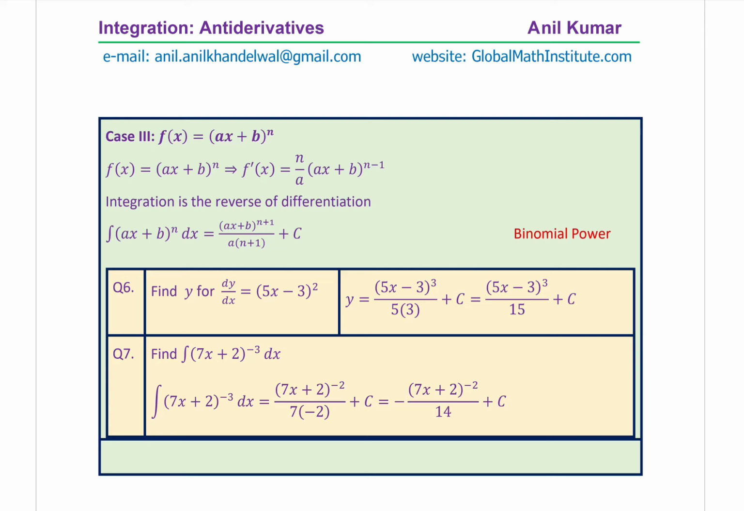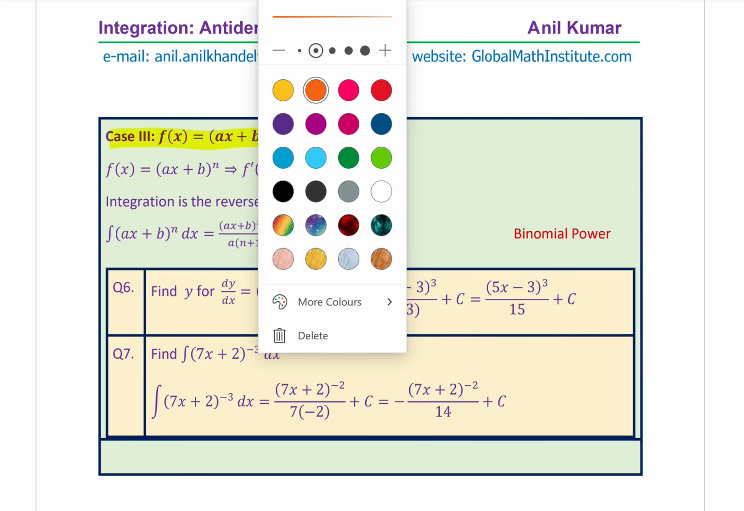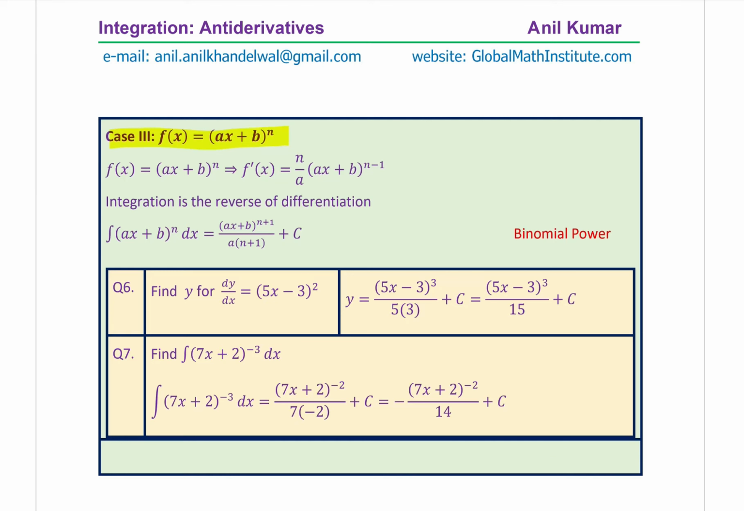Now let's look into another type of example. Let us take the third case where the function is of the form ax plus b to the power of n. If I want to find the derivative of this function, f of x is ax plus b to the power of n, then what is the derivative? The derivative will be n times ax plus b times a, right? So n times a will come as the coefficient and the exponent will be n minus 1, correct? So you reduce the power of the exponent and multiply by the coefficient of x and the power of n.